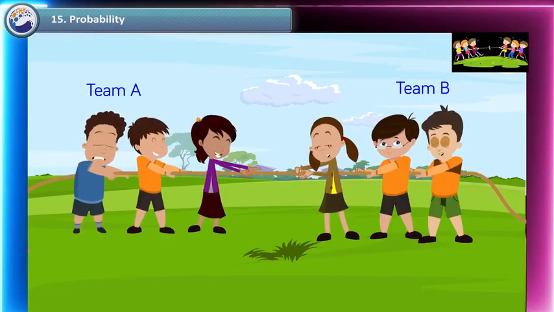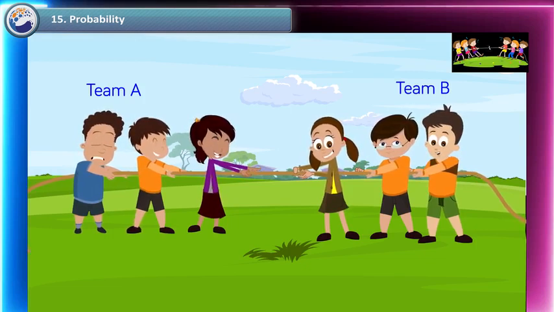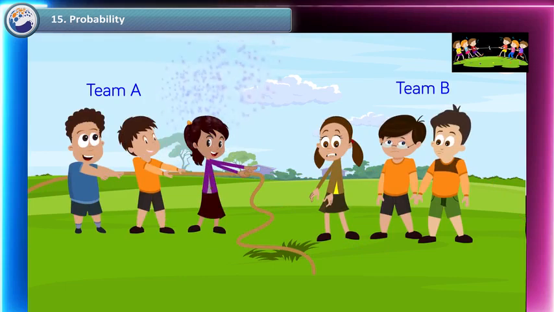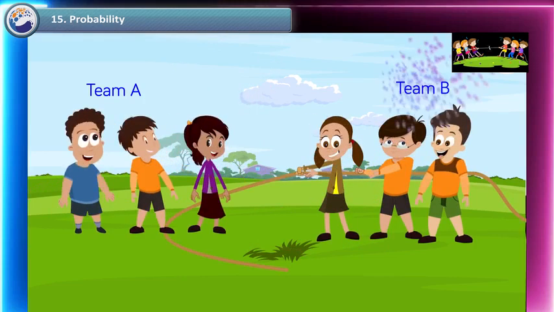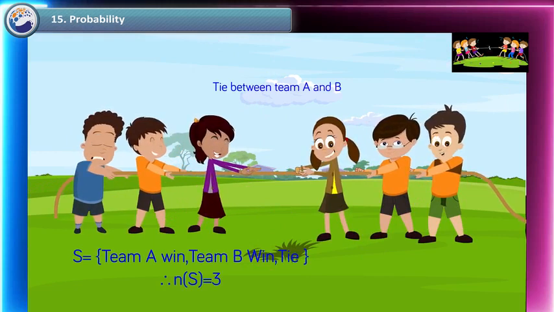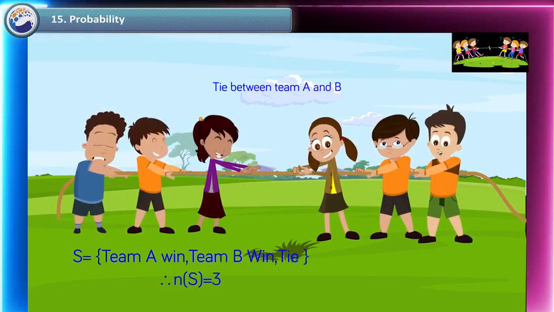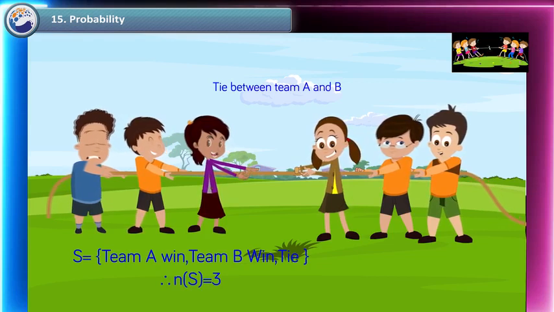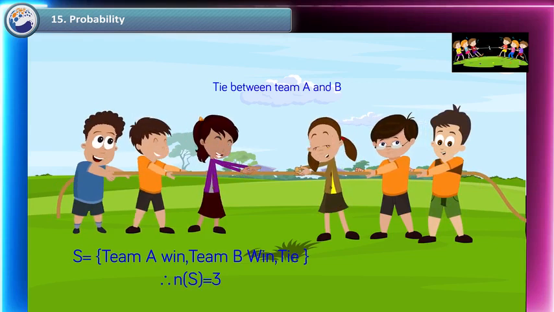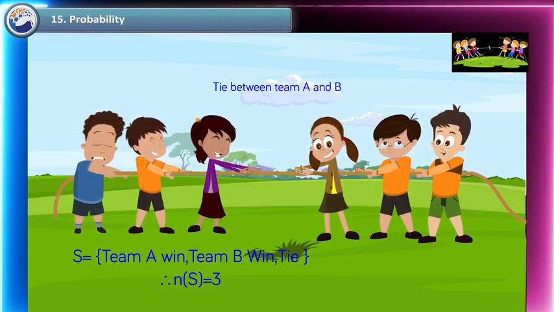Let us consider a game of tug of war played between two teams, Team A and Team B. This game can end in either of three results. 1. Team A wins the match. 2. Team B wins the match. 3. Or the game ends in a tie between Team A and B. Therefore, there are three outcomes. S is equal to {Team A wins, Team B wins, tie}. n(S) is equal to 3.